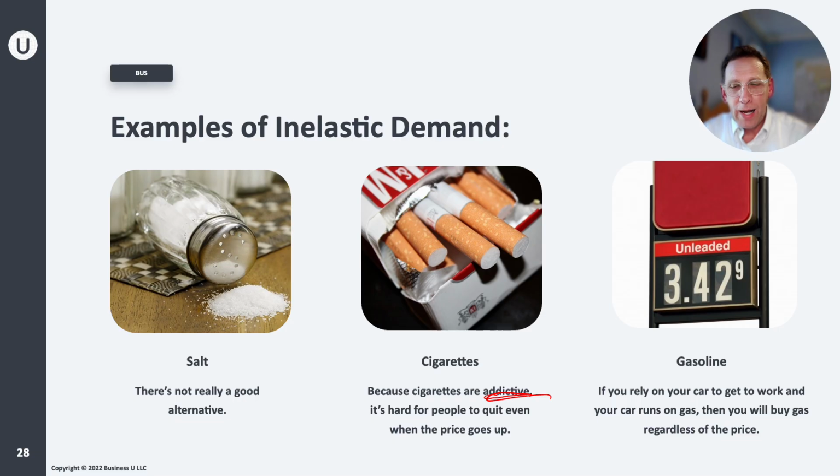Gasoline is another one that has an inelastic demand. You rely on your car to get to work, to get to church, to get wherever you need to go. Your car runs on gas. You're going to buy the gas really regardless of the price. You're going to grumble about it probably, especially if it goes up, but you're still going to buy it.